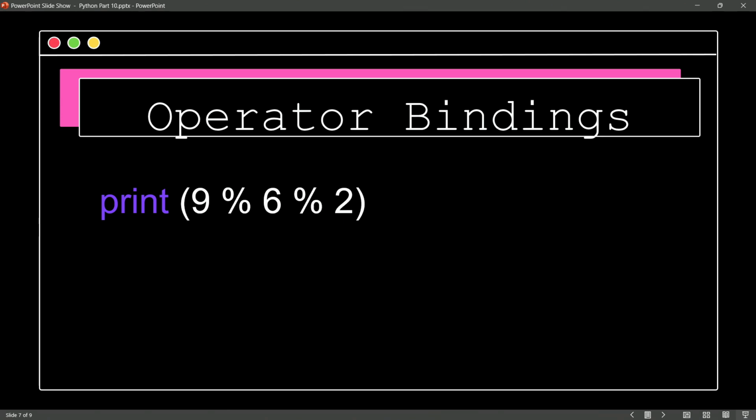So we do the 6 into 9, which leaves 3 as the remainder. And then we do the 2 into 3, which leaves 1 as the remainder. And that's what we get, the value of 1, because we do the operation from left to right due to the left to right binding.